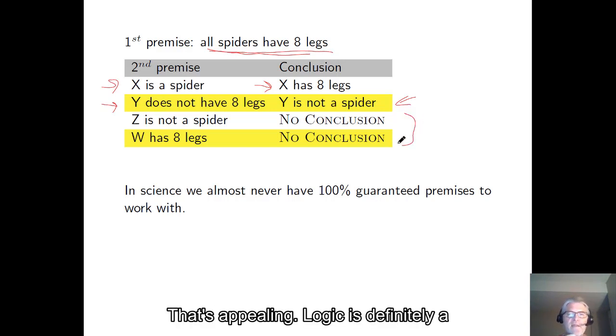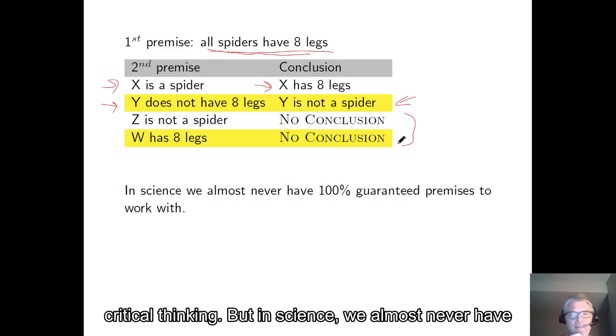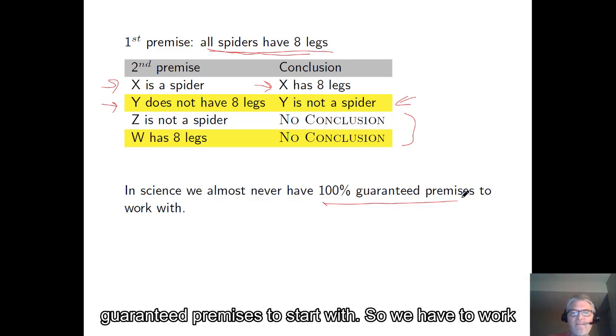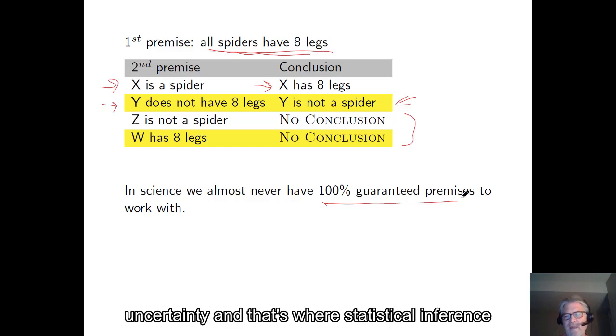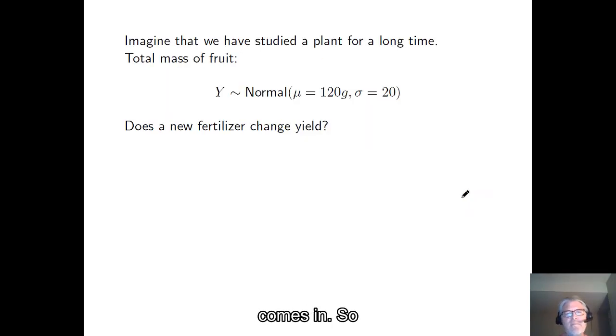And it's appealing. Logic is definitely a great tool for clear and critical thinking, but in science we almost never have these guaranteed premises to start with, so we have to work in a situation where there's more uncertainty, and that's where statistical inference comes in.